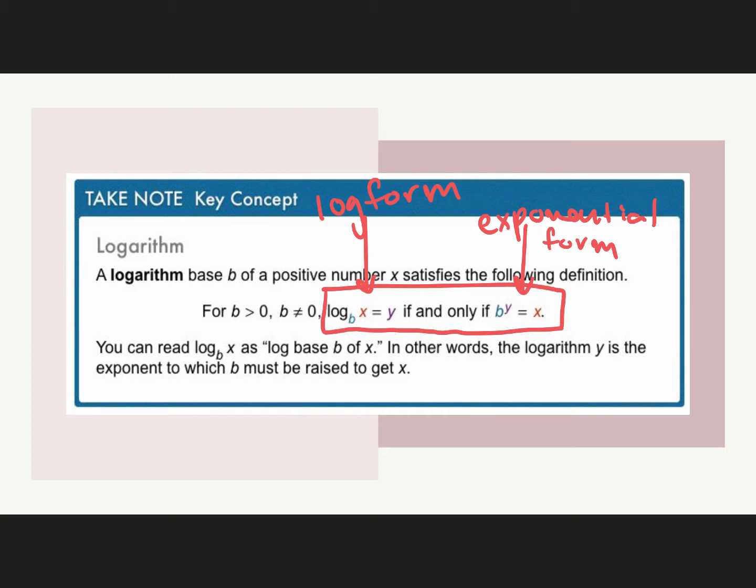And we read it in log form as log base b of x. So that base is the b. And we can take something from log form and put it into exponential form. We can take something in exponential form and put it into logarithmic form.